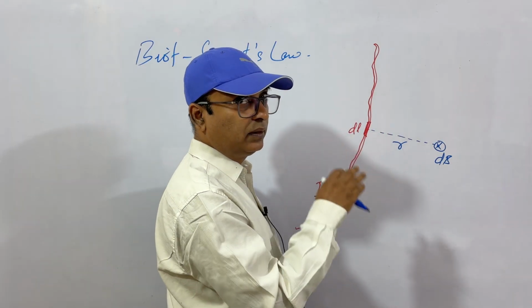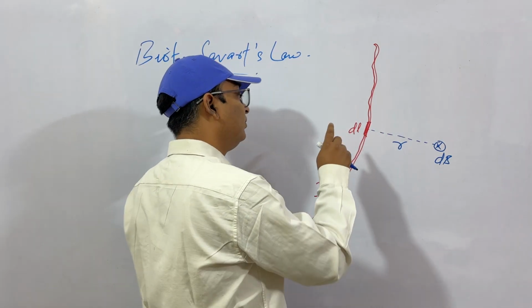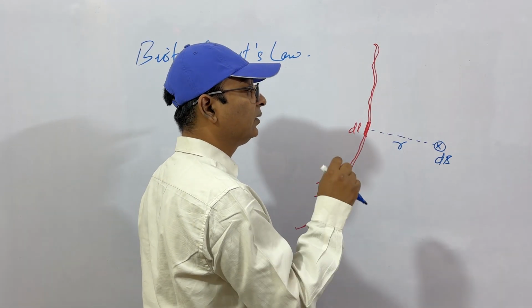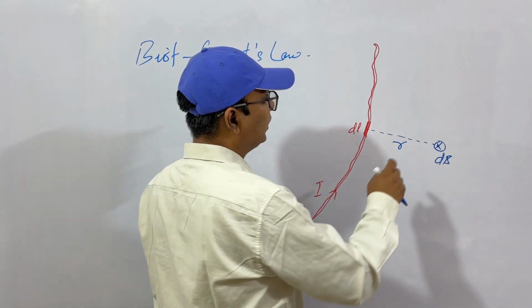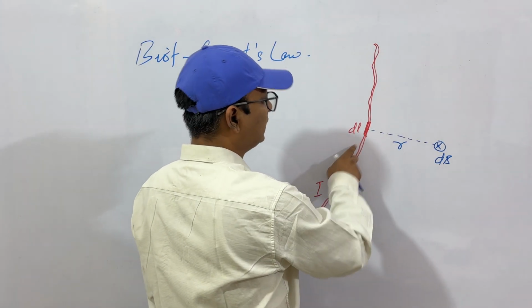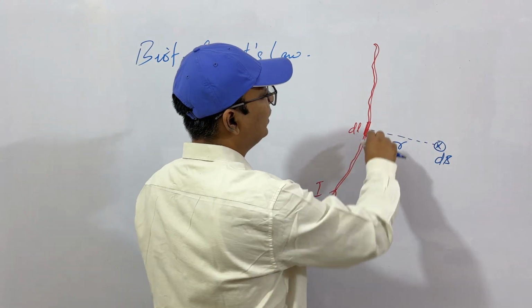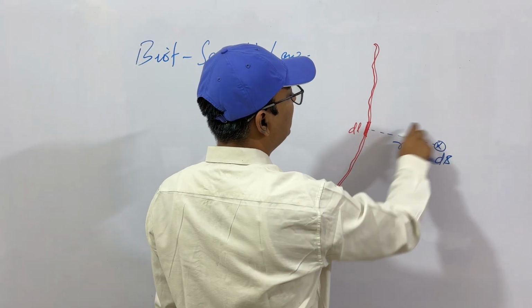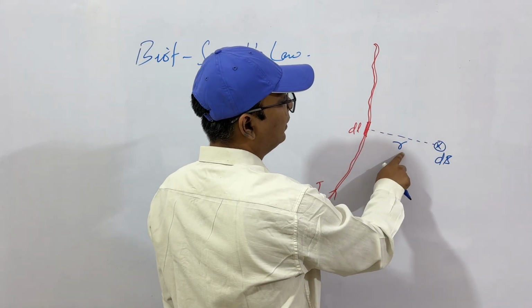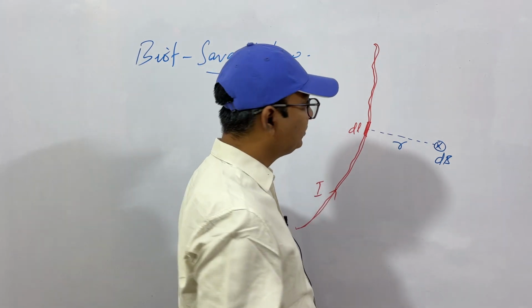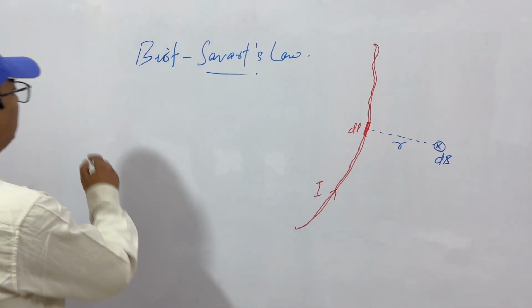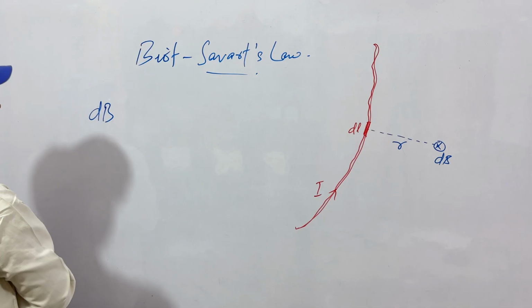We don't have an existing magnetic field. We are examining what is the magnetic field due to this current carrying conductor. So if we take a small element dl, what will be the magnetic field due to this current element at a distance r from it? Let this magnetic field be dB.